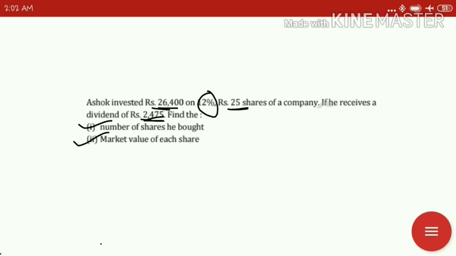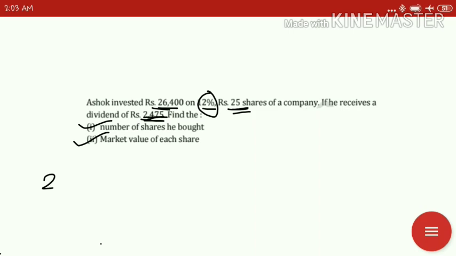Since the dividend is given as 2475, you have to use that formula. In the previous one I showed you that to find the number of shares you can apply investment by market value, but here the market value is not given; instead the dividend is given. So you use this formula: dividend equals number of shares into face value into rate of dividend. The face value and rate of dividend are already given, so from that you can easily find the number of shares bought.